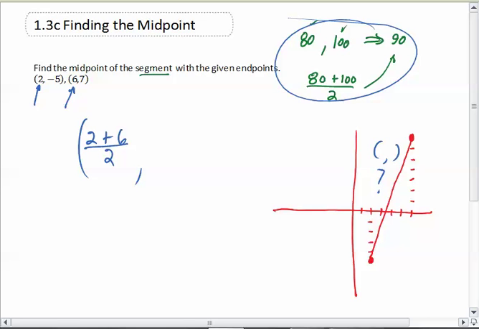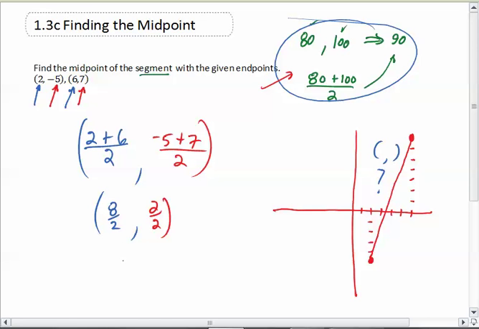Now let's take the y coordinates. We need a y coordinate for our midpoint, so let's take the -5 and add it to the 7. That's what we said, right? That we add the two things and divide by 2. That gives us the midpoint. Let's see what we get here. We have 8 over 2, and we have 2 over 2. So that gives us a midpoint of 4, 1.